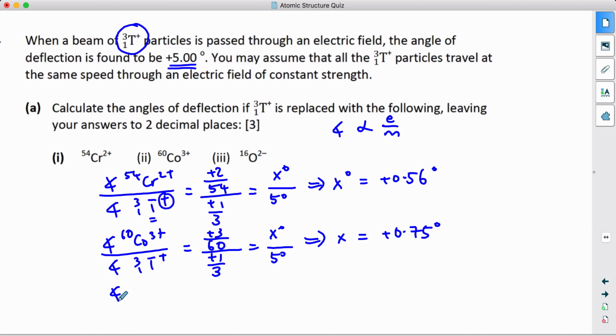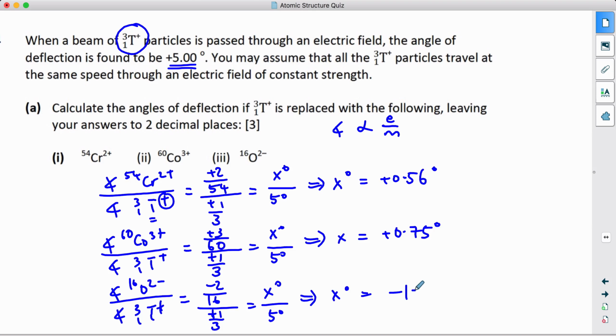The last one is for O2-. Angle of deflection for O2-, we compare against T+. So it's going to be minus 2 over 16 divided by the charge, which is plus 1, over 3. This is x degrees over 5 degrees, and you work it out, x will be equal to minus 1.88 degrees. What it means when they say minus is it's deflected in the opposite direction, because these two are positively charged and this one is negatively charged. So it'll be deflected in the opposite direction. Okay, let's look at the next part.